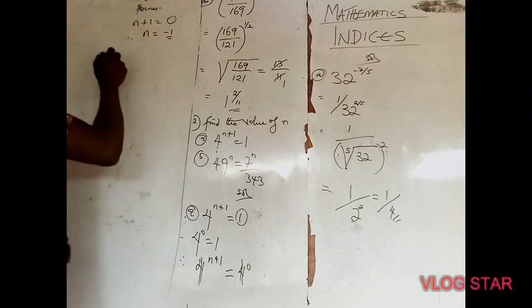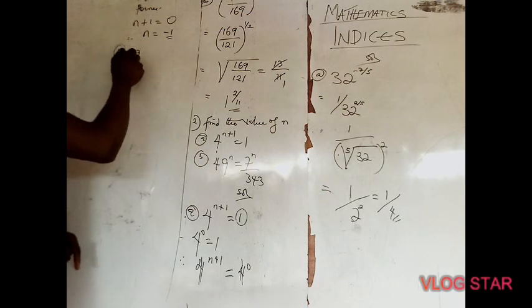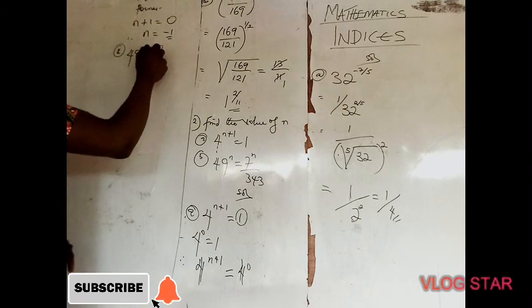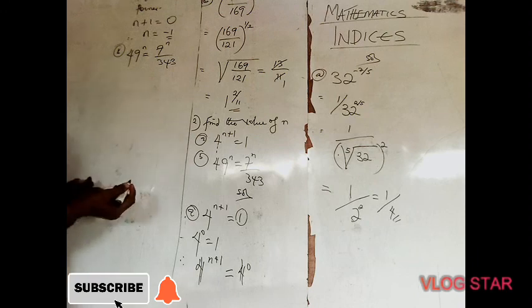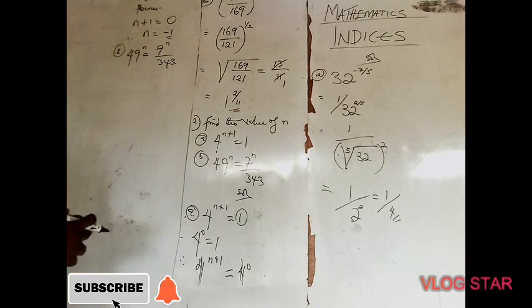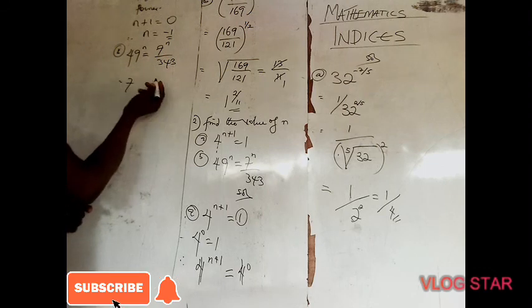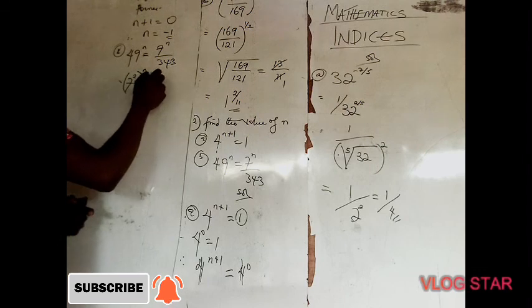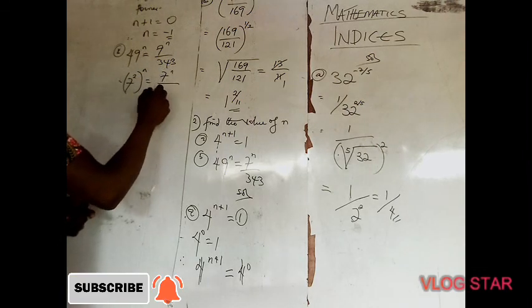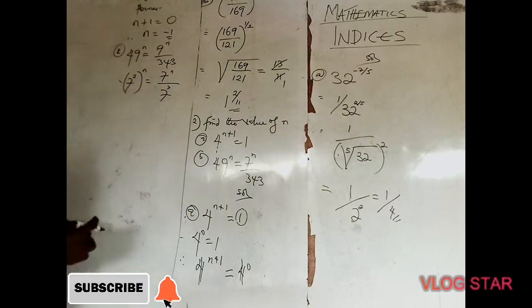We go down to the second example, part B, which is 49 raised to power n is equal to 7 raised to power n all over 343. Express both sides to be on equal base. So the least base here is 7. 7 raised to power what gives us 49? 7 raised to power 2, then power n, is equal to 7 raised to power n. 7 raised to power what gives us 343? 7 raised to power 3 will give us 343.